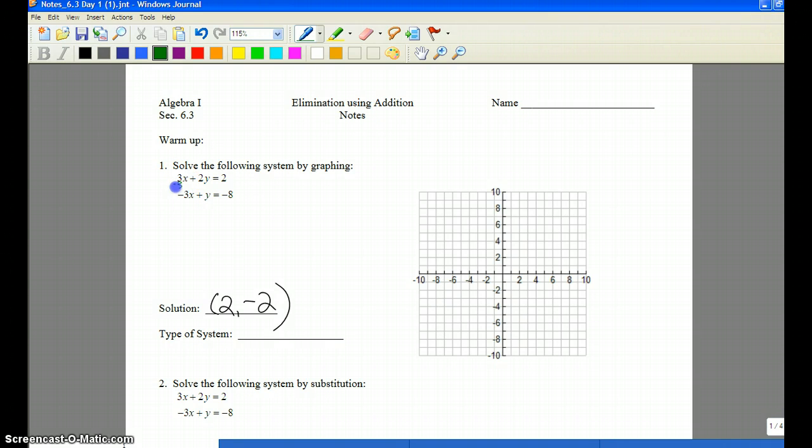So the first one, we're going to solve it for y. So we get 2y equals negative 3x plus 2. Then we're going to divide both sides by 2. So we get negative 3 halves x plus 1. And that's the equation that we're going to wind up graphing. So we start at the y-intercept of 1, which is on the y-axis. Then we're going to use our slope negative 3 over 2. So we're going to go down 3, right 2. And we can continue that.